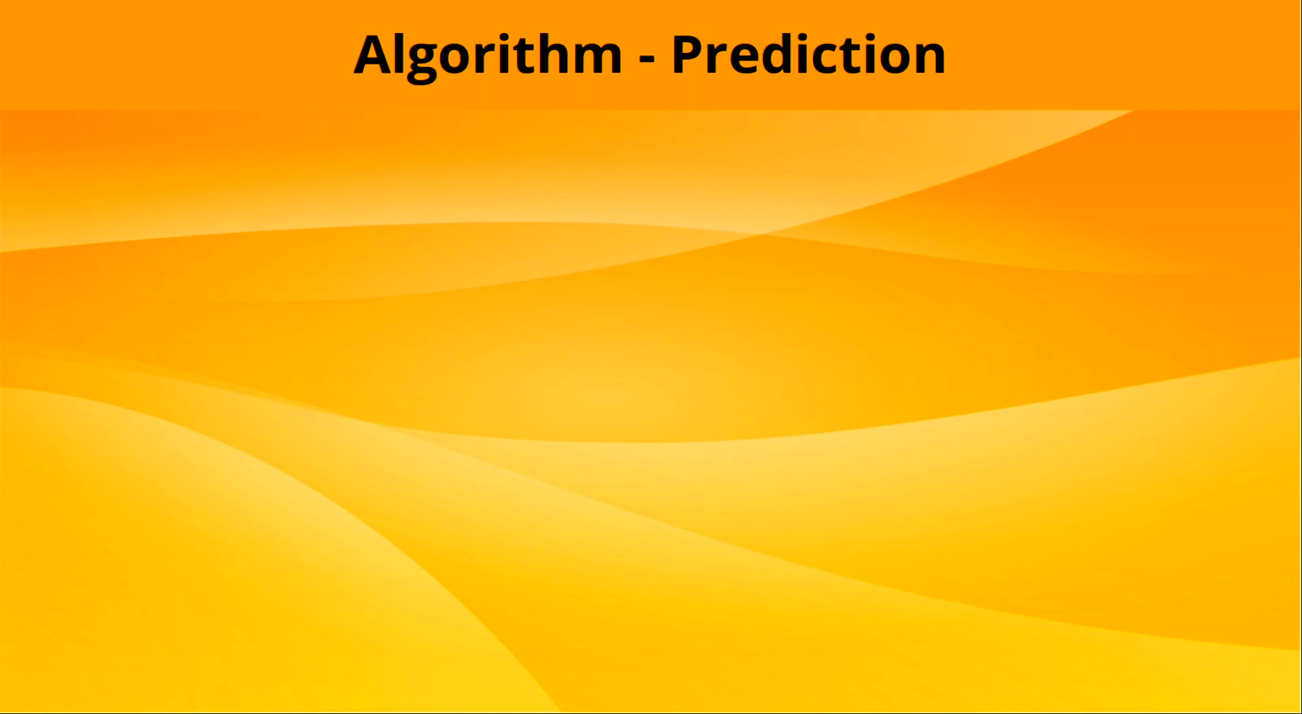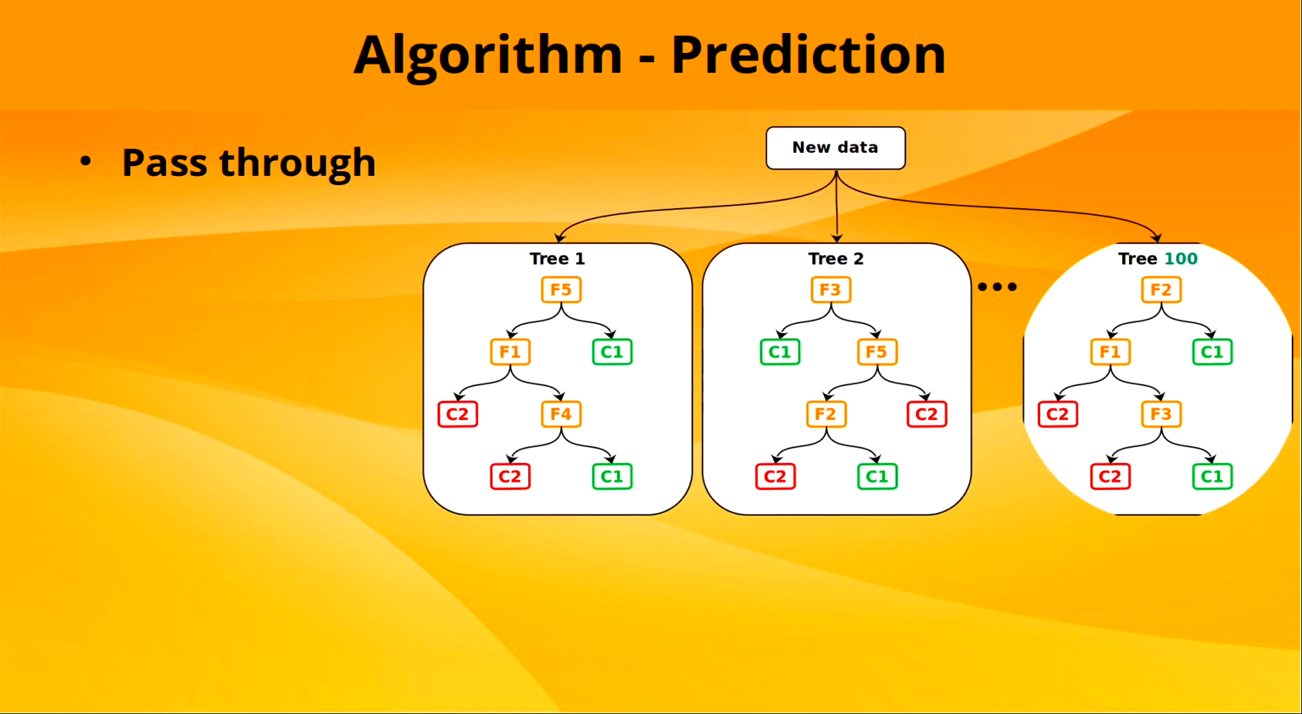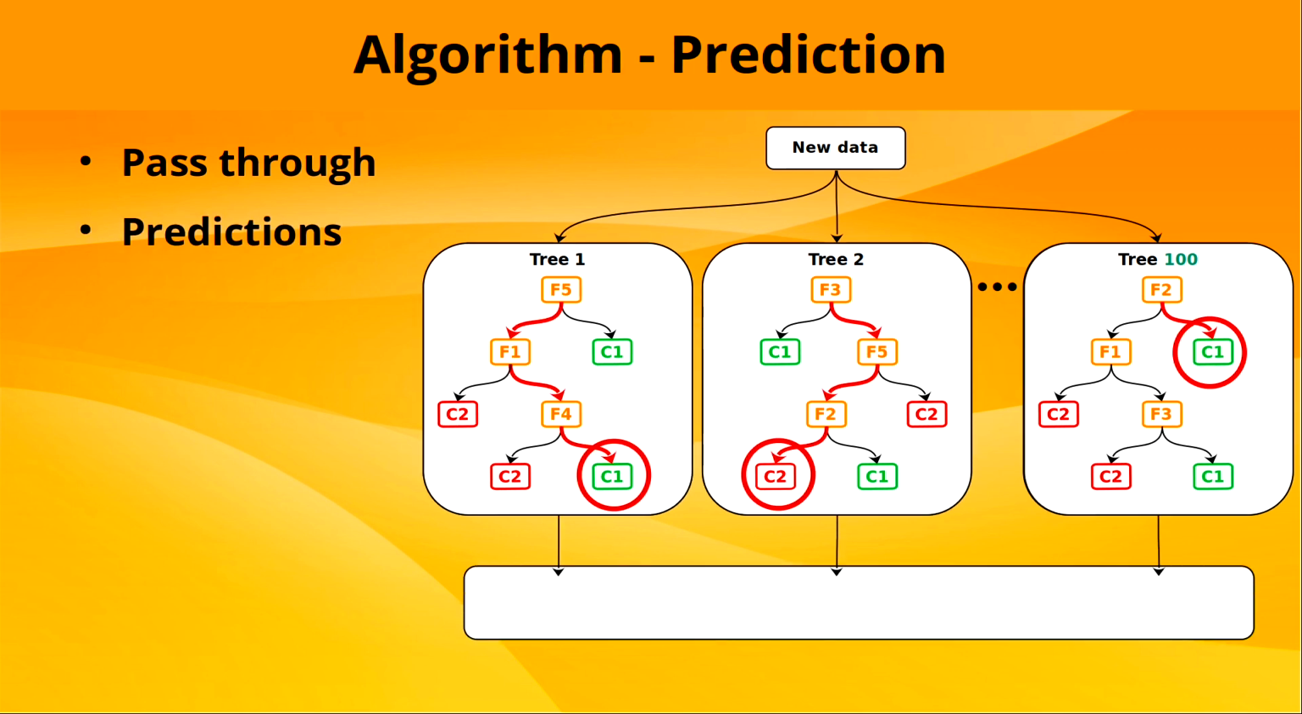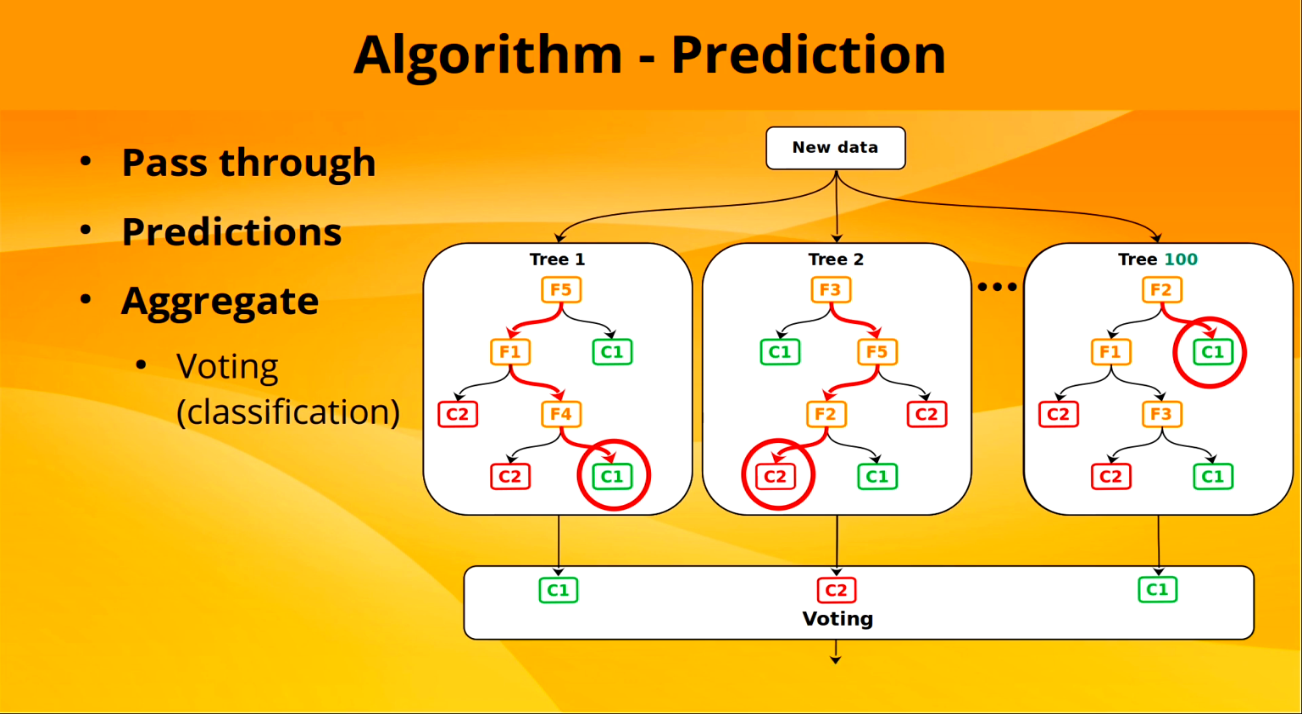Here's the process to get a prediction from new data. Pass the data through each decision tree in the forest. Obtain the prediction from each tree. For classification, a class label. For regression, a numeric value. Aggregate the predictions by voting for classification or by averaging for regression.